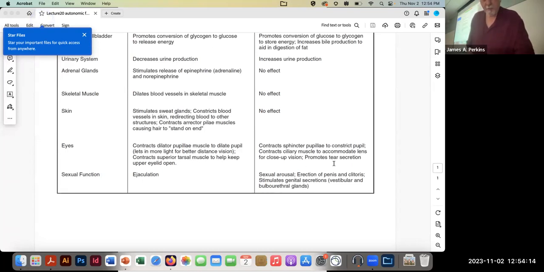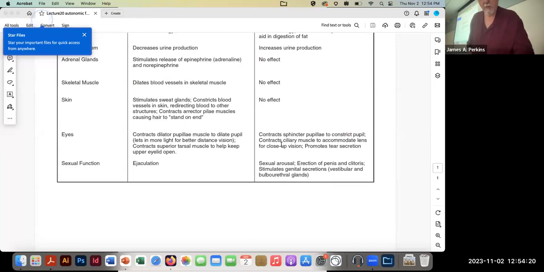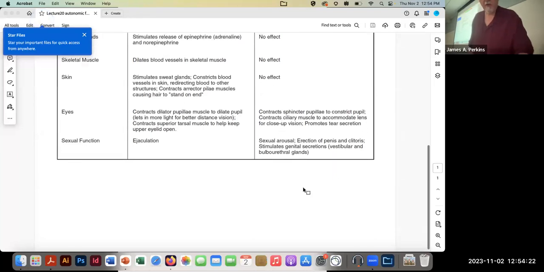And the parasympathetics also control the production of tears by the lacrimal gland. And then sexual function, so erection itself of both the penis and the clitoris, as well as secretion from things like the Cowper's glands and the bulbourethral glands.